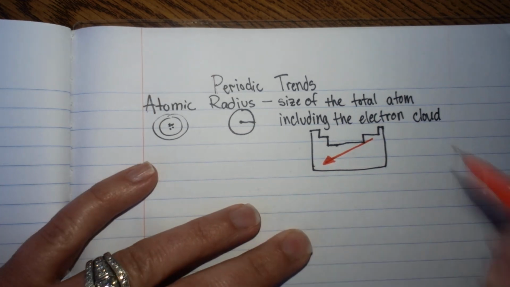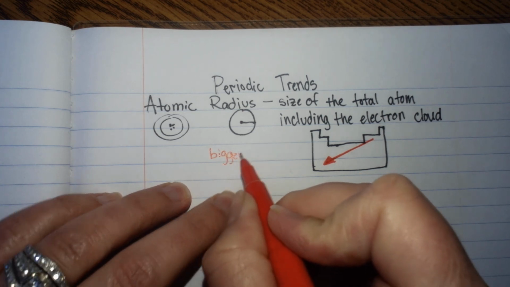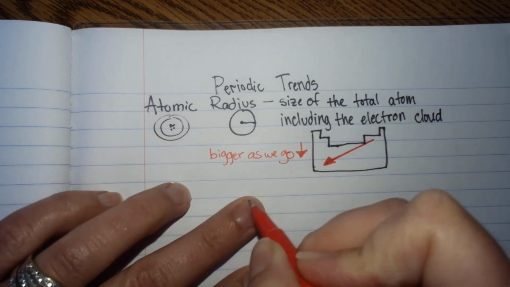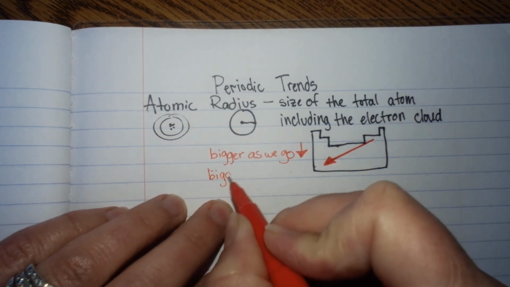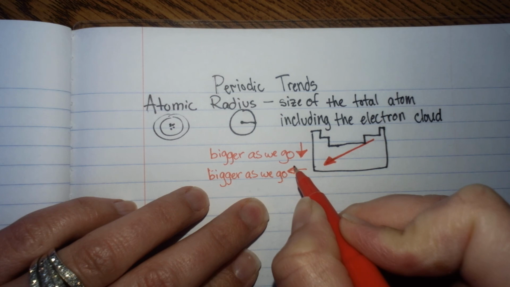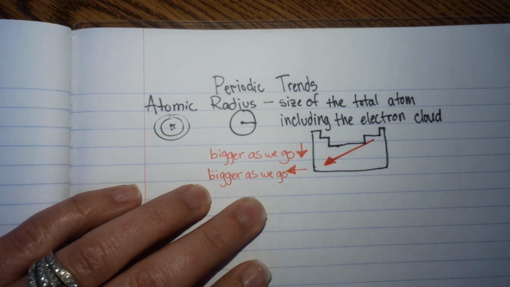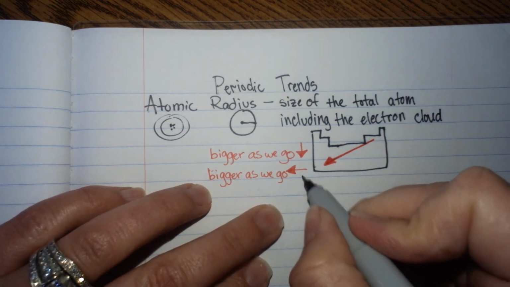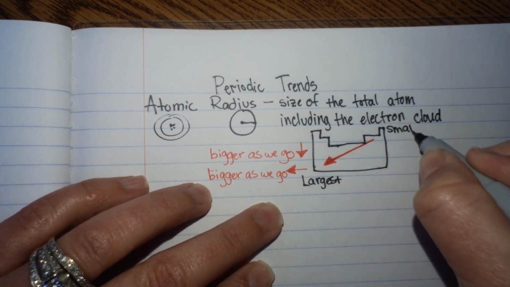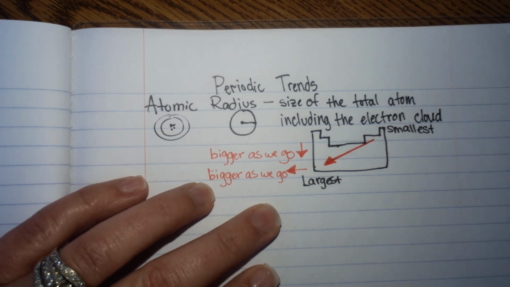Okay. So atomic radius increases as we go down and to the left. So we're going to make that very clear. Down. And we'll write also bigger as we go to the left. This is the one that goes against what we would think, against what we would guess. So the largest atoms are over here, and the smallest atoms are up here in the top right hand corner. Okay.